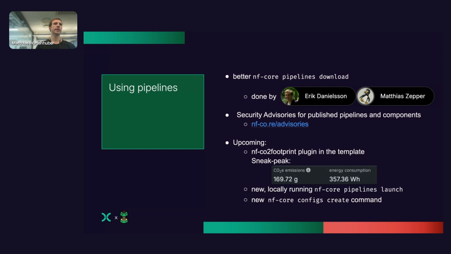And one last thing we're working on to make running or using pipelines easier. There will be an nf-core configs create command, which is similar to the pipelines create command, a TUI interface that allows you to build an nf-core config for your specific environment. You select the common values and you will get out a .config file at the end, which you can then use for your cluster or your specific use case.